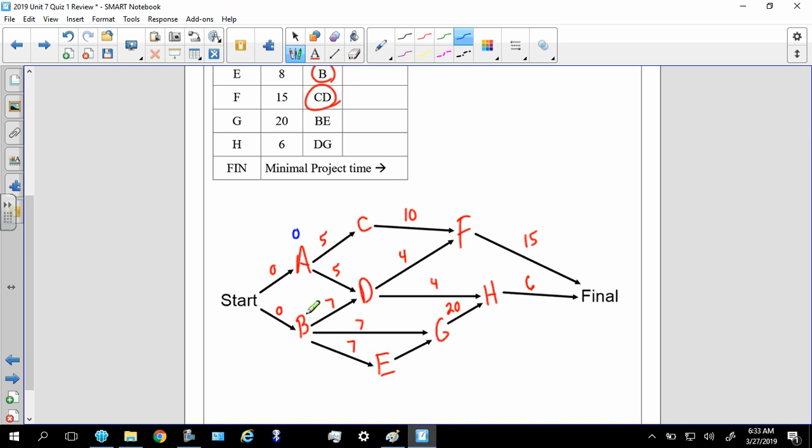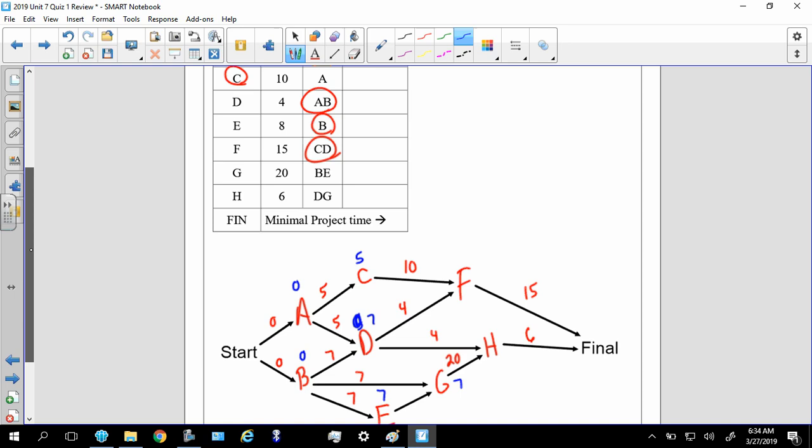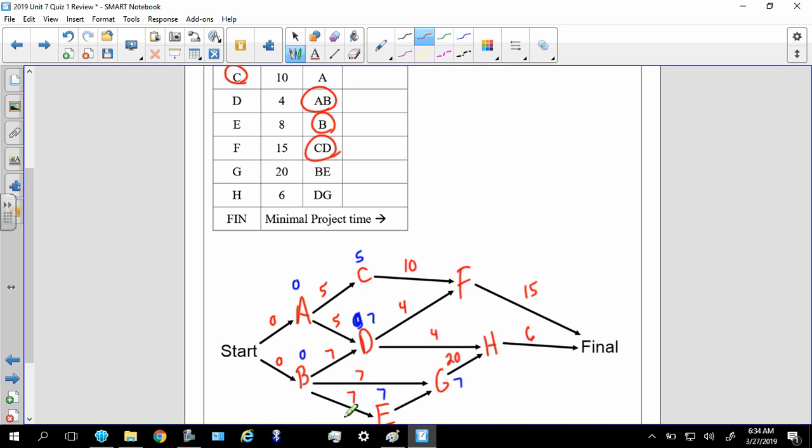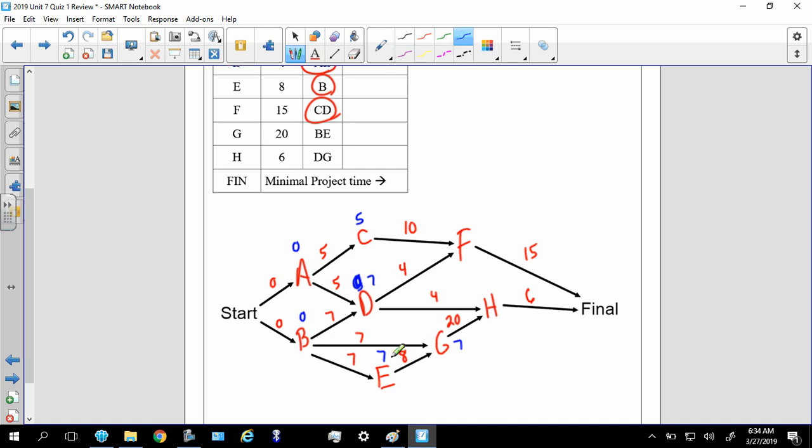All right. So start 0, B 0. Let's see. C only has 1 arrow going to it, so that's a 5. D has 2 arrows going to it. It's either going to be a 5 or 7. It will be a 7. E will be a 7. Let's see. G has 2 arrows going to it. B can get to G in 7 minutes, but E can get to G, and I didn't even put E's time on there. Let's see. E's time was 8. So E can get there in 15 minutes. Obviously 15 is greater than 7, and we're going to go with that.